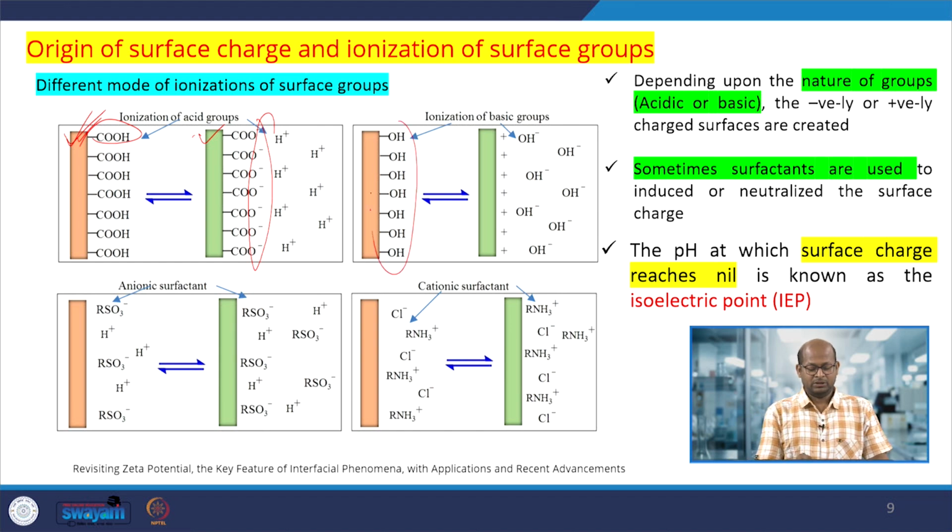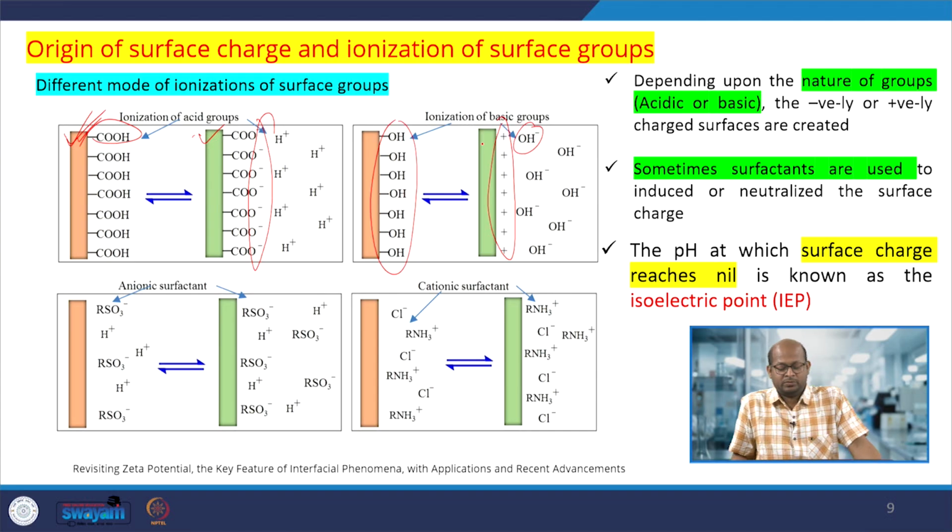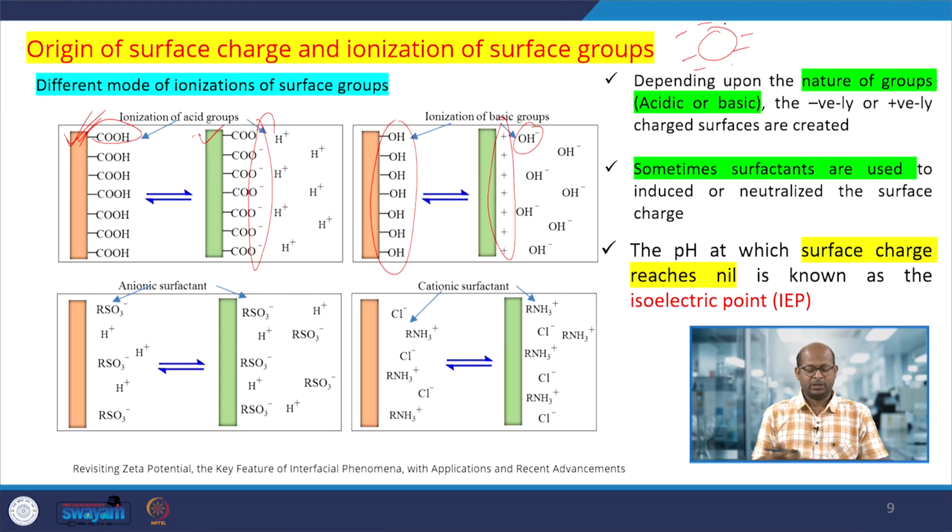Sometimes a material is like this, and if we put that material in any solvent, there would be ionization. This hydroxyl group would leave to the solvent, and then some positive charge will be developed on the surface of that material, or negative charges will be developed. Depending upon that, we can categorize the material as having a positively charged surface or a negatively charged surface.